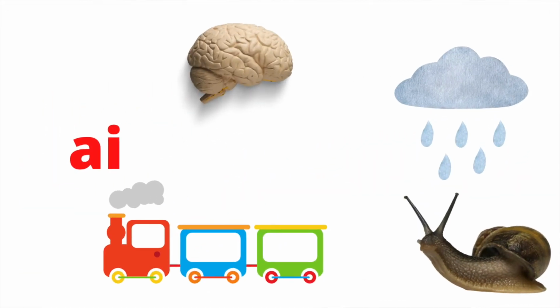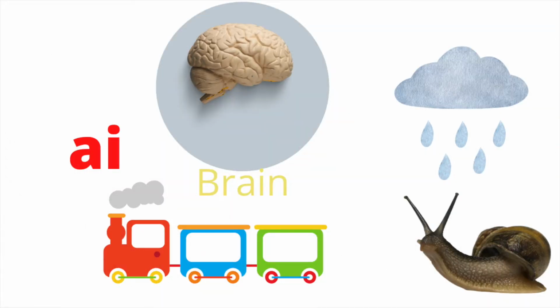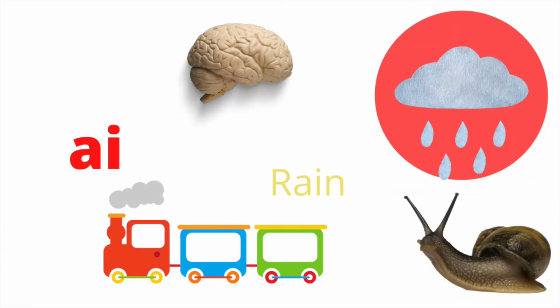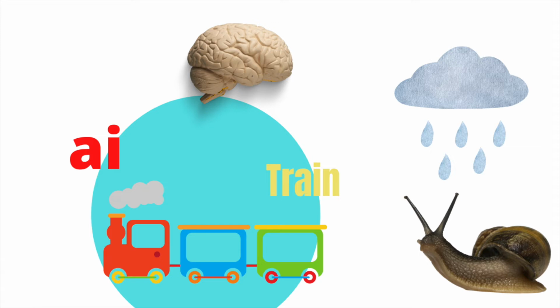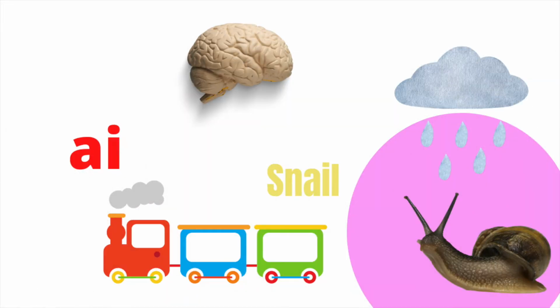The first vowel digraph that we'll be looking at is AI. It's pronounced A. Some examples would be brain, rain, train, snail.